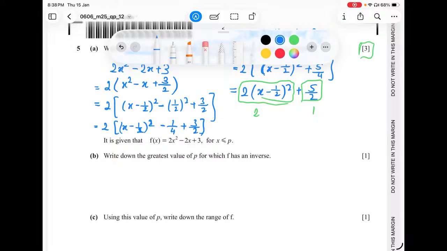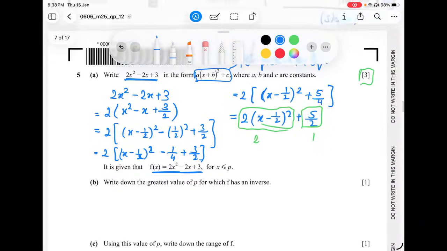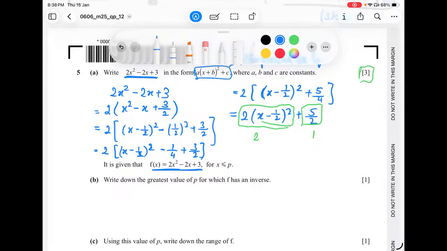It is given that f(x) is 2x squared minus 2x plus 3 for x less than p. Write down the greatest value of p for which f has an inverse. So you need to know here the concept of how inverse works. Only one-to-one functions have inverse. You need to know this concept over here. One-to-one functions: that means for every x value, there's only one y value for that function that has an inverse.